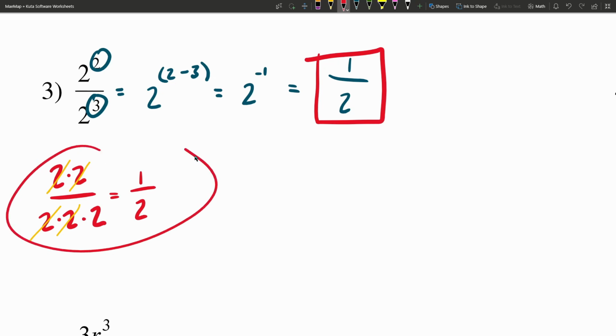So visualizing is very helpful, but think about if we had a number like 2 to the 11th over 2 to the 23rd. Writing out 11 2's and then 23 2's and canceling out would be very tedious. That's where this subtraction of exponents is really handy. Let's move on to number 4.